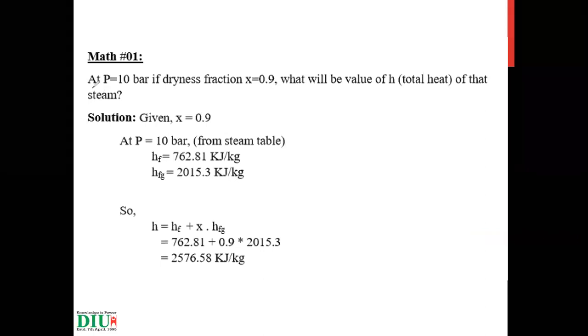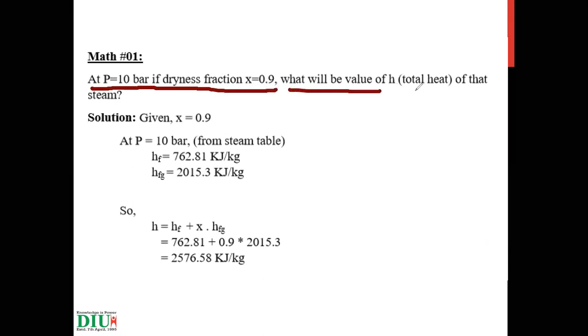Okay, suppose it says that at P equals 10 bar, if the dryness fraction is X equals 0.9, what will be the value of H of that steam? So in this example, at first we need to find out what type of steam they are talking about, because we saw that for the 3 steams the equations are different. There is nothing written directly that it is wet steam or dry steam or superheated steam.